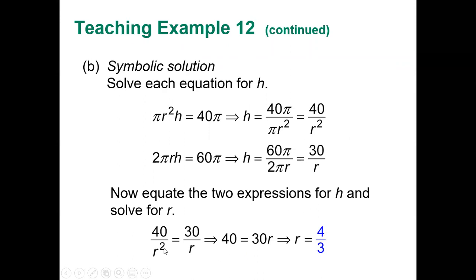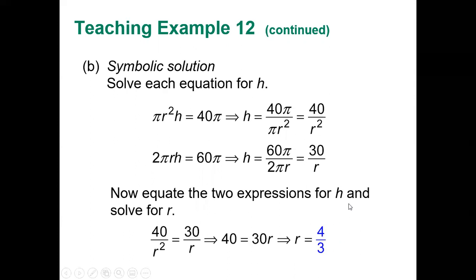To solve, we cross multiply. 40 times R is 40R. 30 times R squared. When it comes down to it, we're going to end up with 40 equals 30R. And so therefore R equals 4/3. So we now know that R equals 4/3.